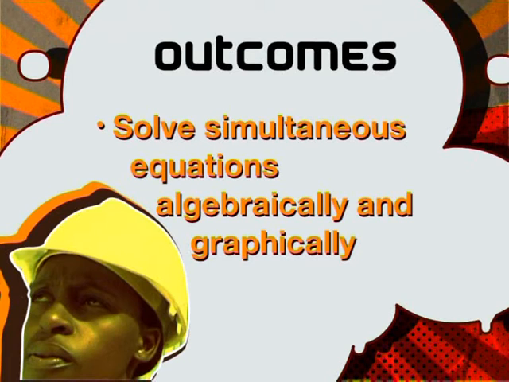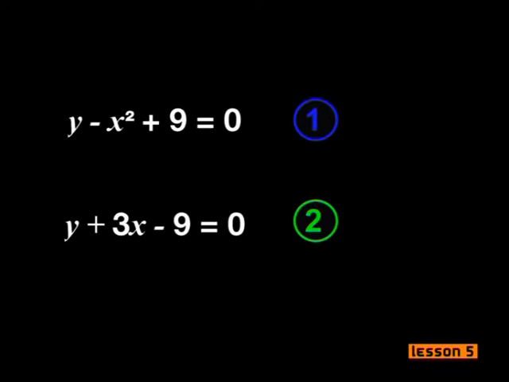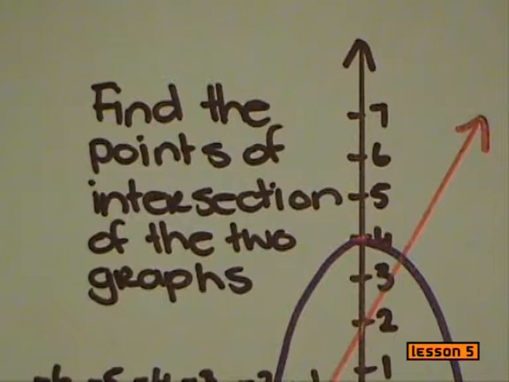By the end of this lesson, you should be able to solve simultaneous equations algebraically and graphically. All right, here's a set of equations we can work with. As I said earlier, if you want to find an intersection between two graphs, you will need to solve the equations simultaneously. There are two ways of doing this. Do you have any ideas what those two ways could be?